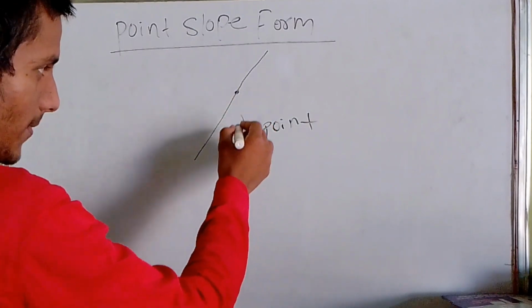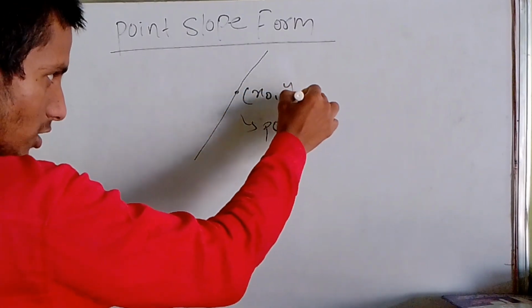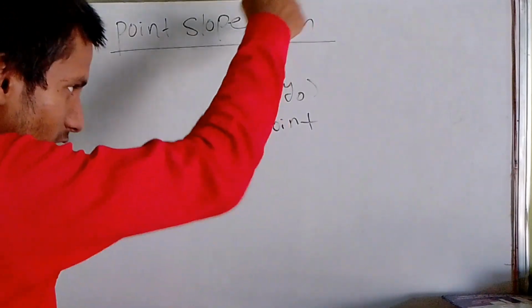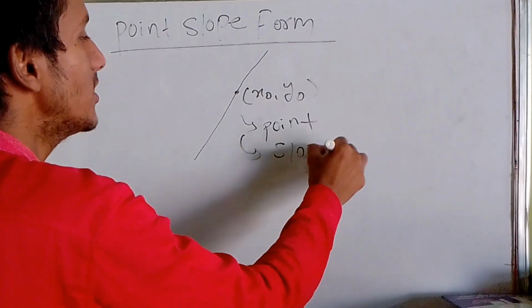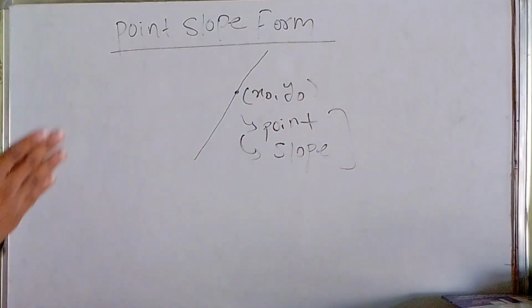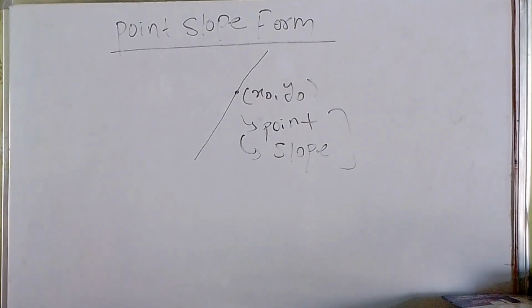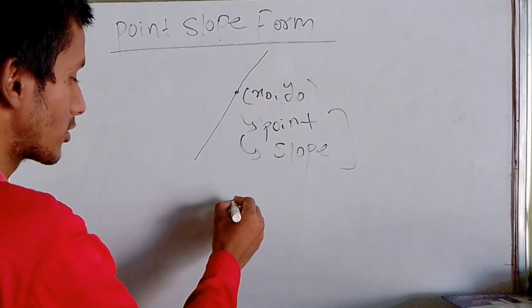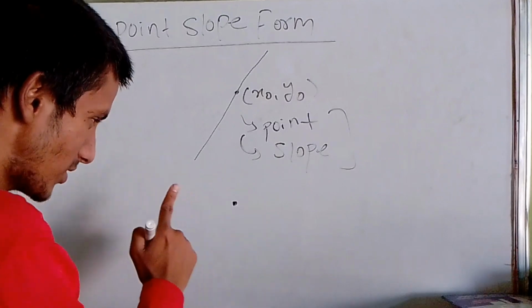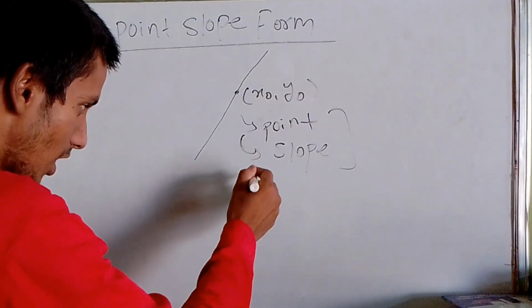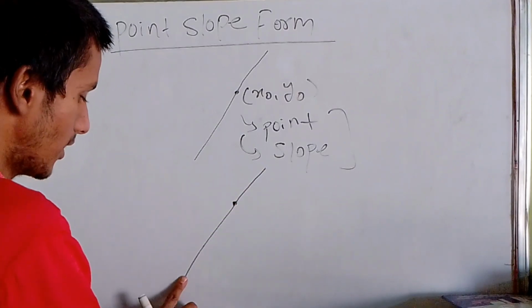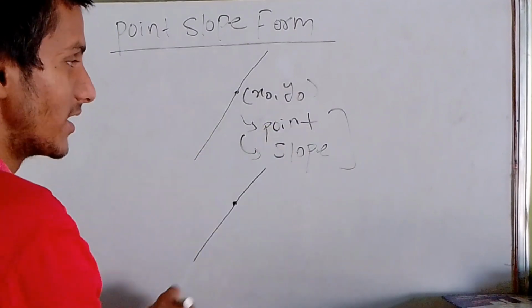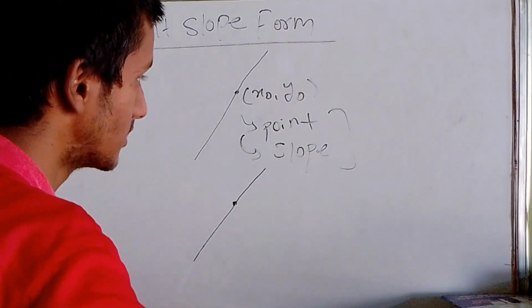Let's call it (x naught, y naught). So you know the point that it passes through, and the second thing that is known is the slope. Using these two, you can specify in particular what line it is. How can you do that? Geometrically, if you know the one single point that the line passes through, and if you know the inclination, the slope, then you can easily draw the line.